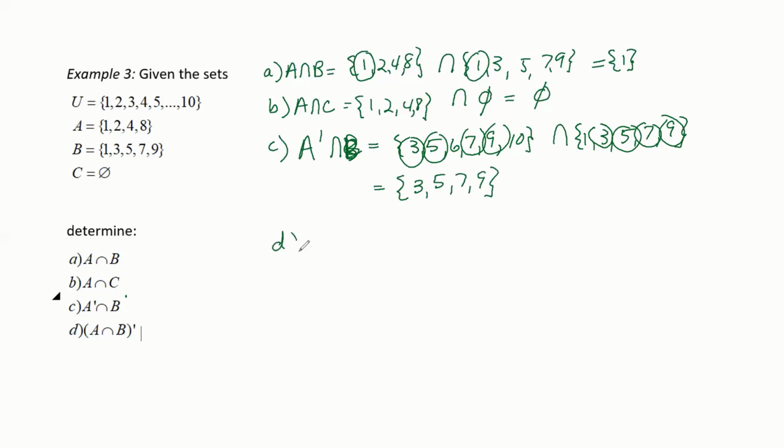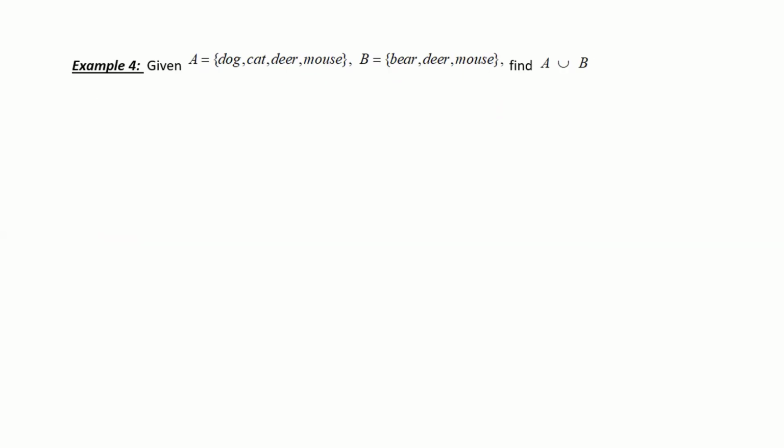And finally, D gives us a big parentheses with A intersect B inside and a complement on the outside. So that means first we find A intersect B, which we did up in A. We found it was the number 1. Or just looking at A and B here, we see the only thing they have in common is the number 1. So we want the complement of that set. So it's going to be the universal set except for 1. So 2, 3, 4, all the way up to 10.